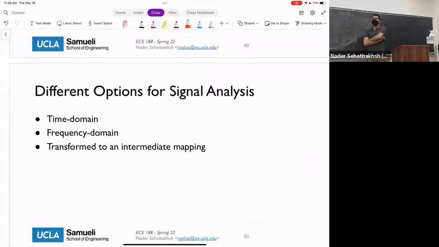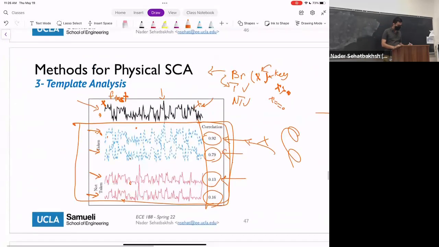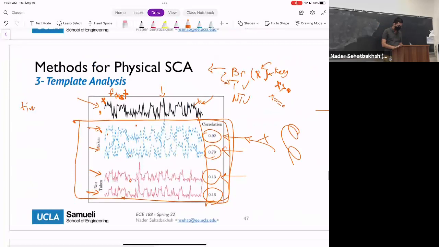Right? Another thing that you need to pay attention to is that you have different options for the signal analysis itself. For example, what I'm showing here could be a time domain signal, because remember, we have a sensor, for example an antenna, and a measurement equipment, and what you're doing is collecting the signal and then doing the analysis.